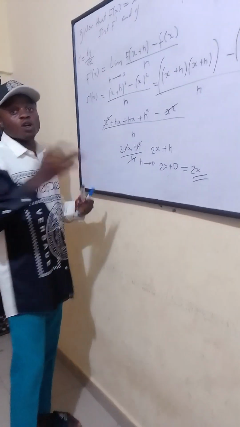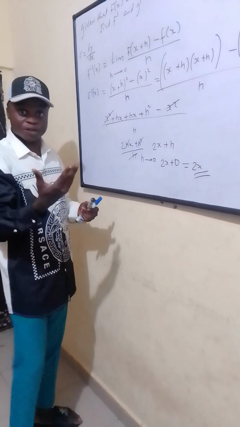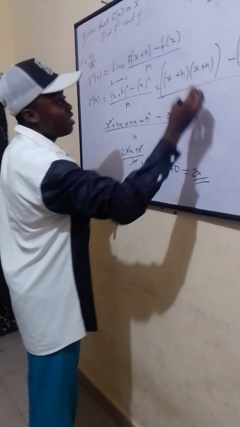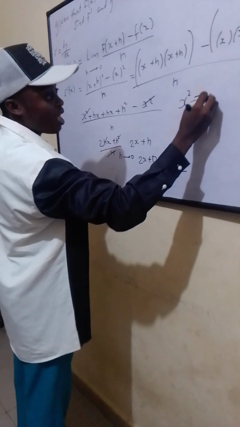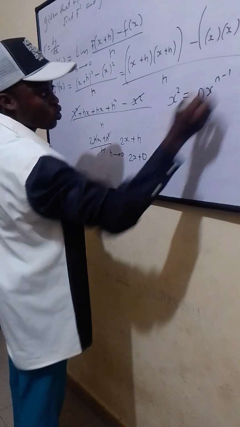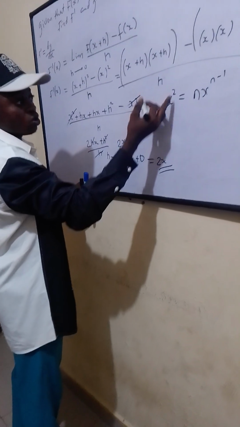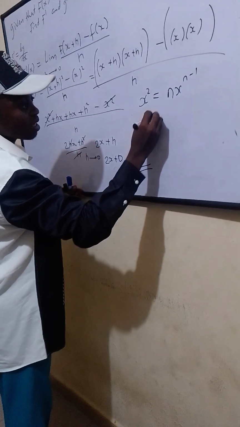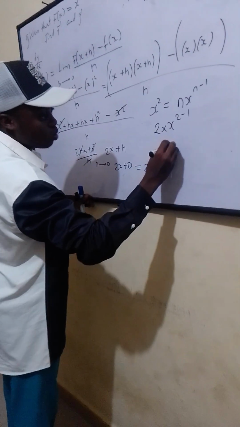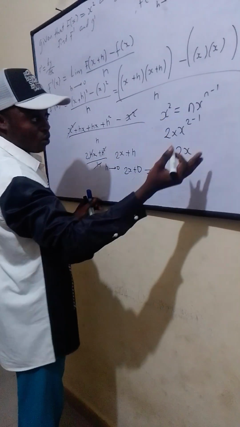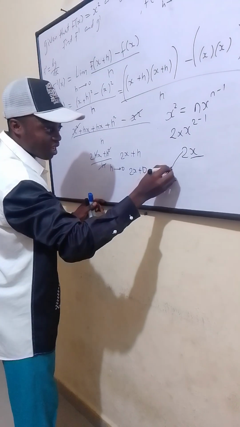Class, if you want to use the general method or power method, that is the power rule in differentiating, we know that in differentiating we have x squared, which we normally say n x to the n minus 1, where this n stands for a real number. Here now the number is 2. That means I'm going to say 2 times x to the 2 minus 1. 2 times x will give you 2x. 2 minus 1, you have 1. x raised to the power 1 is x. This becomes the answer, which is the same thing as this.